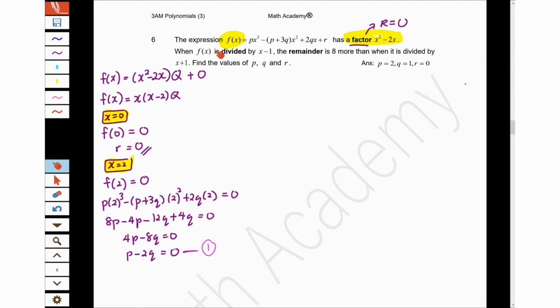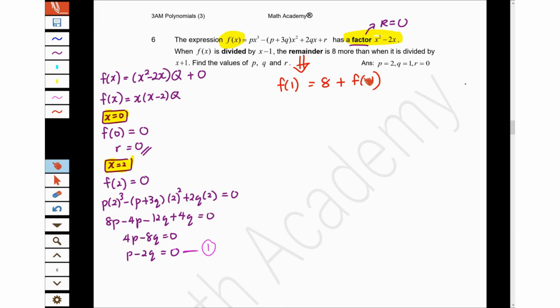Continue reading. When f(x) is divided by x minus 1, the remainder is 8 more than when it's divided by x plus 1. If I do it by concept, the first thing that comes to my mind is that the first remainder is 8 more than the second remainder. The first remainder is given by f(1). So as an immediate response, f(1) is 8 more than f(-1). Remember that f(1) is the remainder, and f(-1) is also a remainder. If this makes sense to you, then use this because it's actually a faster way.